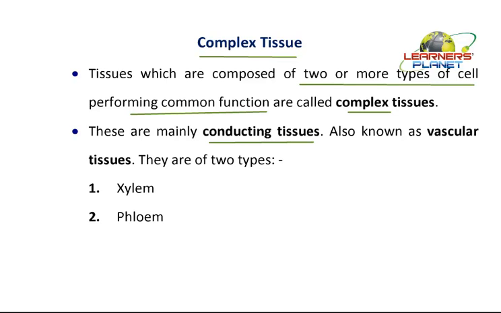And what are these two categories? They are xylem and phloem. So xylem is the one which helps in the transportation of water and mineral from the soil to the different parts or the upper part of the plant. Phloem is responsible for transportation of food material or different substances from their synthetic site to the storage site.